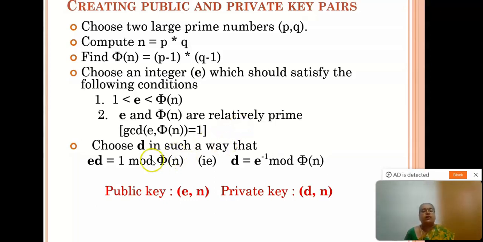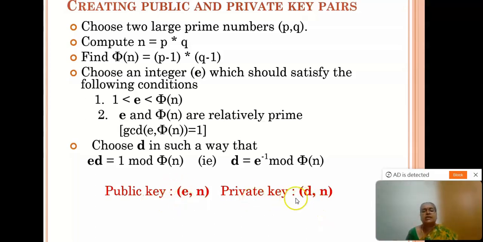Then you have to choose a value for D, that is the decryption key, in such a way that E into D is equal to 1 mod phi n, or you can calculate D as E power minus 1 mod phi of n. After choosing the values of E and D, you can make use of E and N as the public key and D and N as the private key. N, the multiplication of the two prime numbers P and Q, will be announced to the public. Everybody knows the value of N, and E is also announced to the public, because it is the key used for encryption, but D is kept secret.